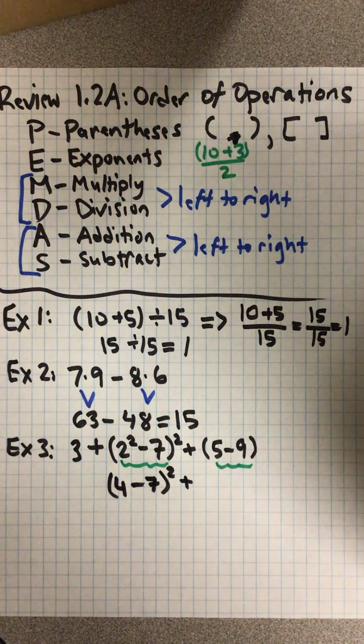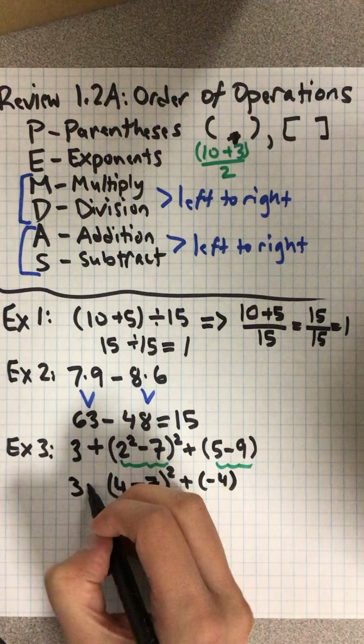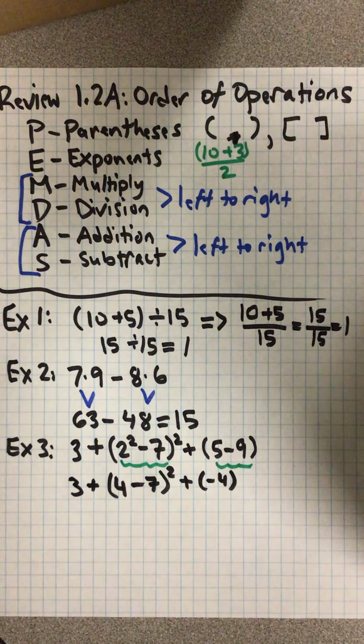What is 5 minus 9? Well, 9 minus 5 is 4. But since 9 is the negative number and it's bigger, our answer will be a negative 4. And then in front here, we still just have a plus 3.